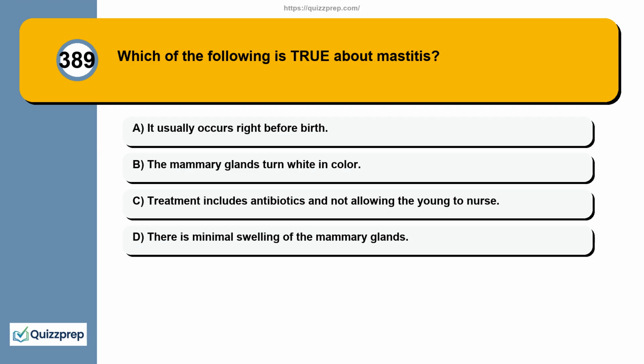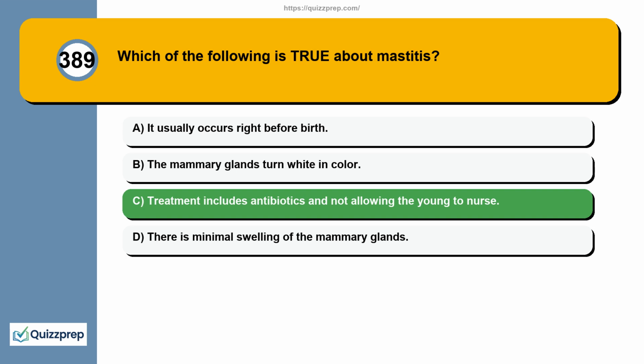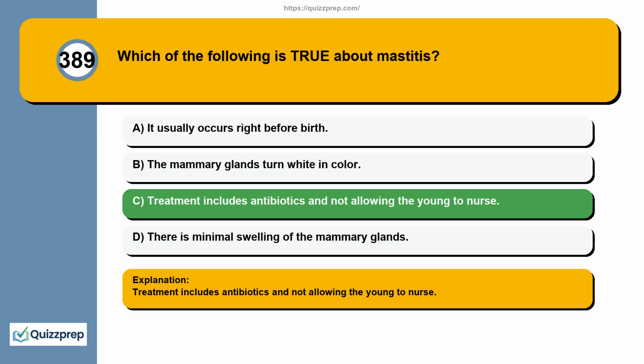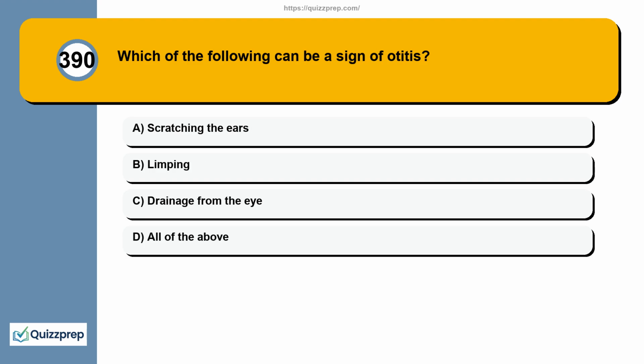Option A, it usually occurs right before birth. Option B, the mammary glands turn white in color. Option C, treatment includes antibiotics and not allowing the young to nurse. Option D, there is minimal swelling of the mammary glands. The correct answer is option C, treatment includes antibiotics and not allowing the young to nurse. Question 390. Which of the following can be a sign of otitis?